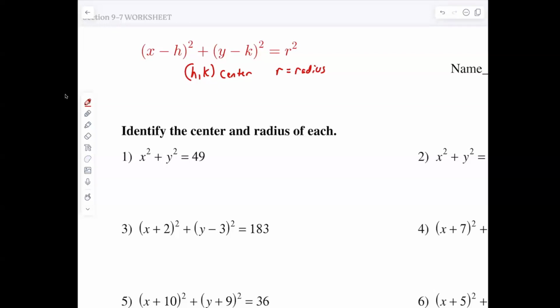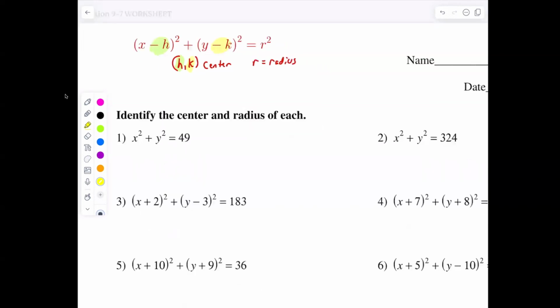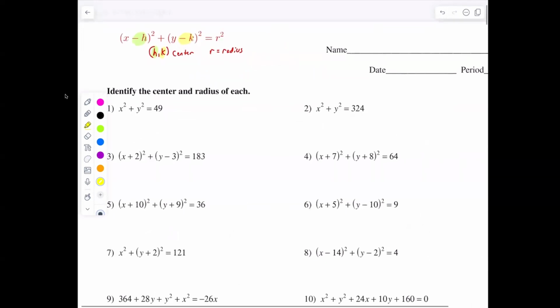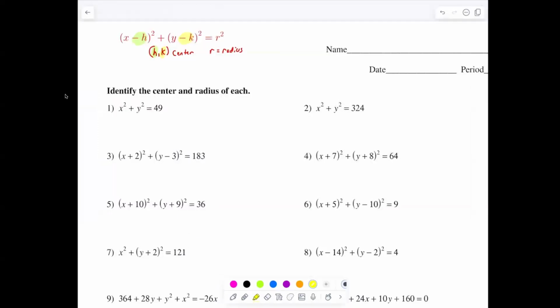Now, notice that this is negative H here, correct? But it's H here. And here it's negative K, but here it's what? That just means they're opposites of each other. You'll be able to see that easily. So for question number 1, what's nice about it is that it's written in this format.